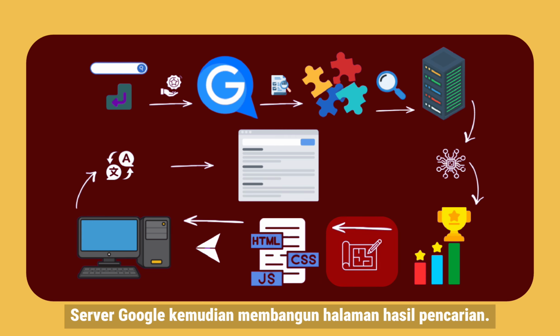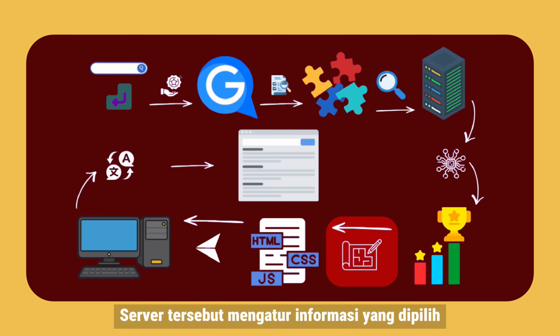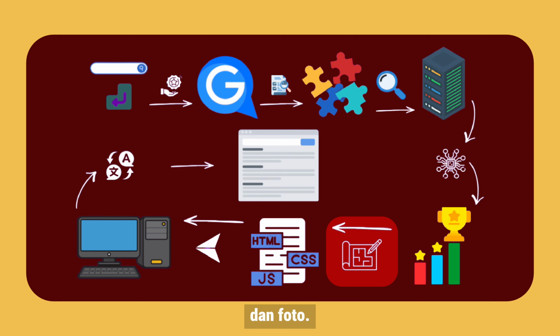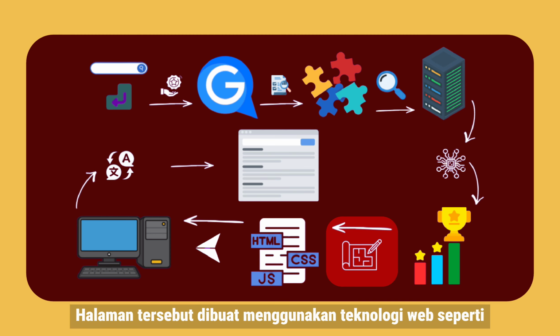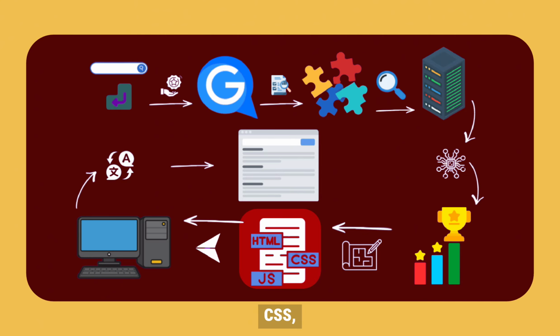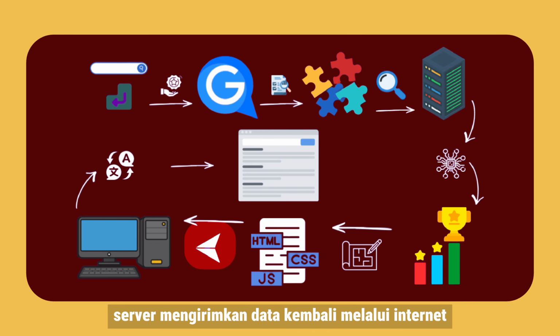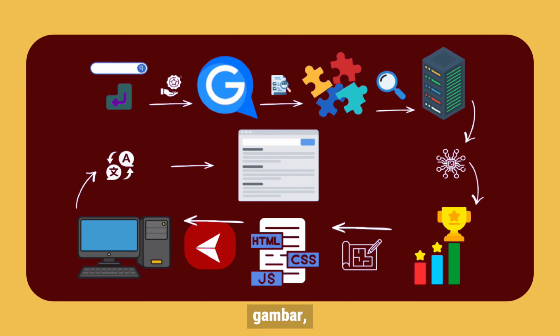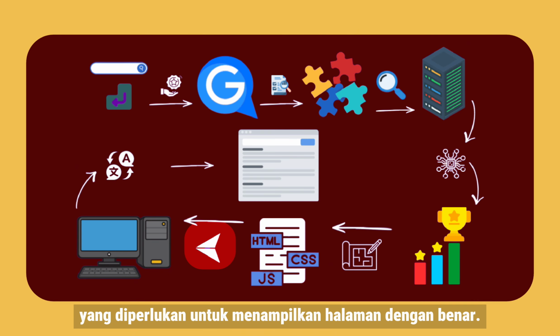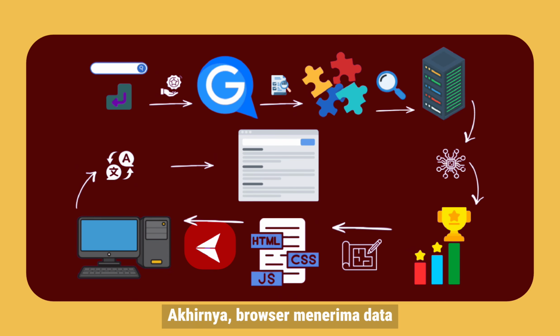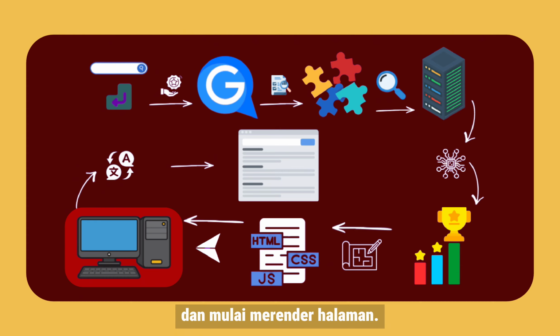Google's server then builds a search results page. It organizes the selected information into a structured web page that can include a list of dog parks, a map showing nearby locations, ratings, addresses, and photos. The page is created using web technology such as HTML, CSS, and JavaScript. Once the page is ready, the server sends the data back through the internet to the user's browser. The information travels as web files containing the HTML structure, like text, headings, images, links, and scripts needed to display the page correctly. Finally, the browser receives the data and begins rendering the page.